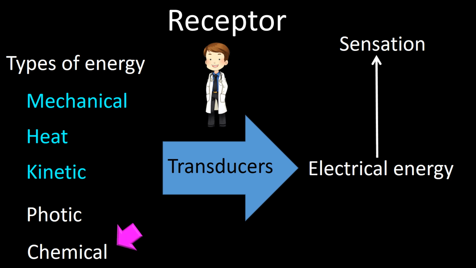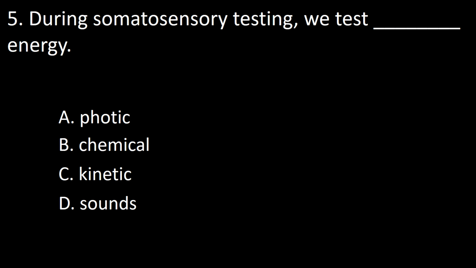Somatosensory receptors, free nerve endings, are also stimulated by chemical agents such as bradykinin, serotonin, and acids, but we do not test them during neurological examination. So the answer to this question is C.